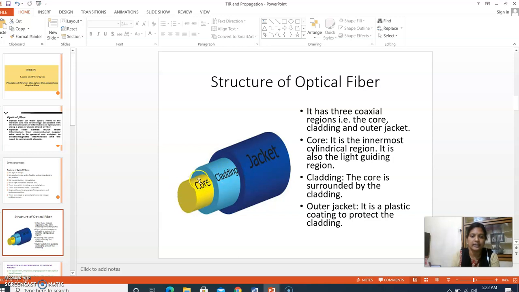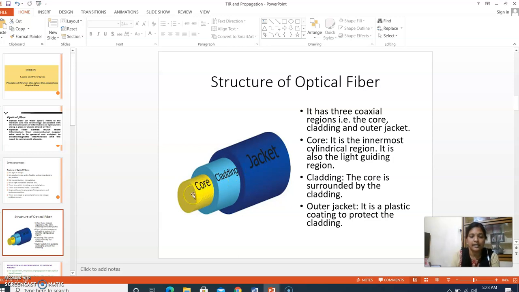The core is the innermost layer which has a very small diameter. The next one, the cladding, has a little bit more diameter than the core, and the last one is the jacket. If you observe, the core and cladding are made up of the same kind of material, maybe glass or plastic.